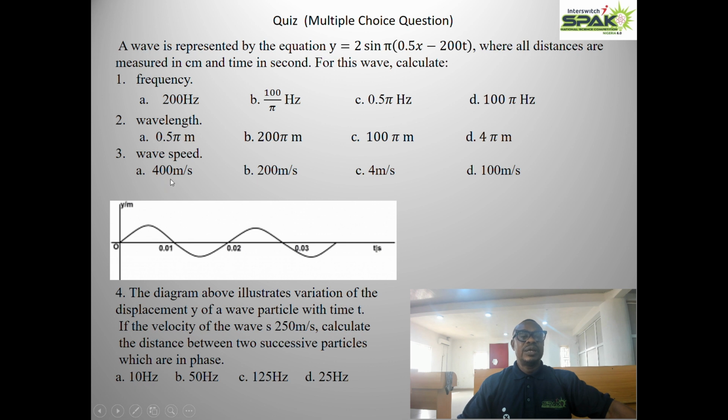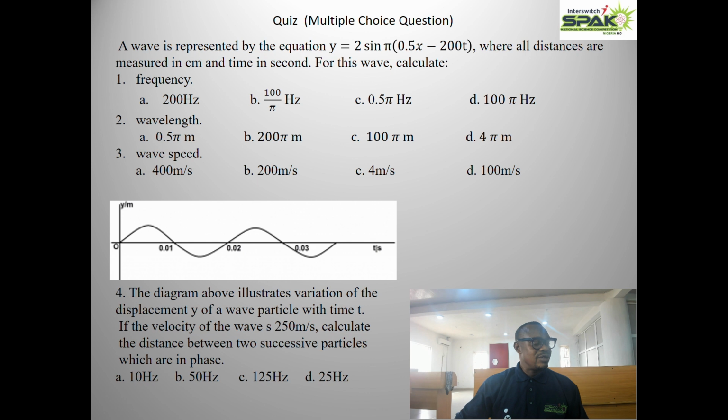The answer is 400 meters per second. Okay, the next question, number 4. Let's quickly take that. So this is the diagram we have here. It illustrates the variation of displacement y of a wave particle with time t. If the velocity of the wave is 250 meters per second, calculate the distance between two successive particles which are in phase.